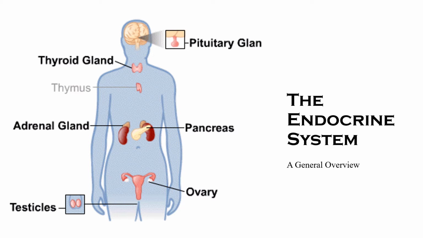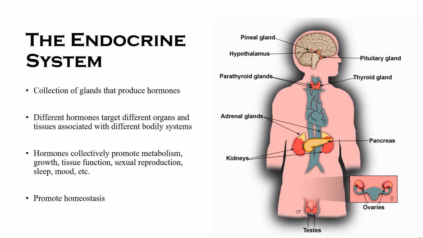Hey guys, this video is going to be a general overview of the endocrine system. We're going to go through each of the endocrine glands and all the hormones they produce. So the endocrine system, just in general, is the collection of glands that produce hormones. Different hormones target different organs and tissues associated with different bodily systems. Hormones collectively promote metabolism, growth, tissue function, sexual reproduction, sleep, mood, and other physiological processes that promote homeostasis.